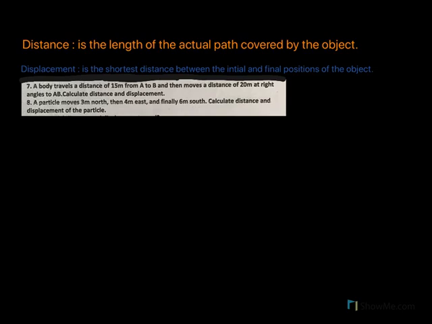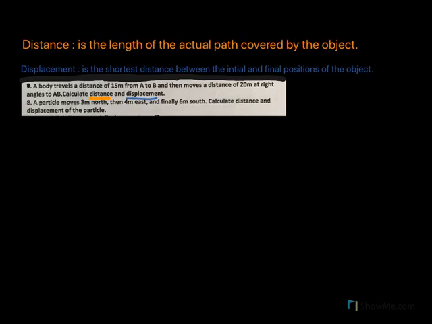Now let's read this sum. Here they said a body travels a distance of 15 meters from A to B and then moves a distance of 20 meters at right angles to AB. Calculate the distance and also the displacement.